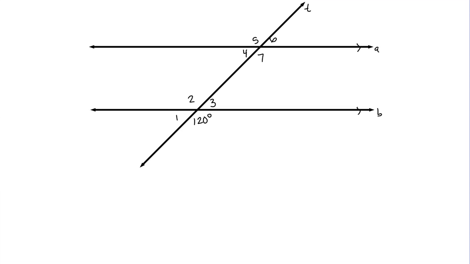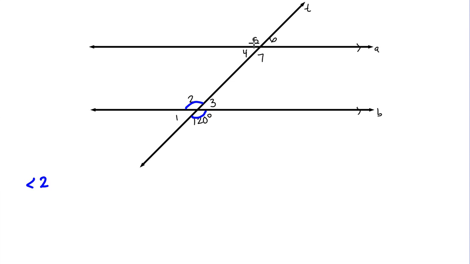If you look here, we have 120 degrees and we have angle 2 here. Now those angles are vertical angles, which means they're congruent. So that means the measure of angle 2 is also 120 degrees.